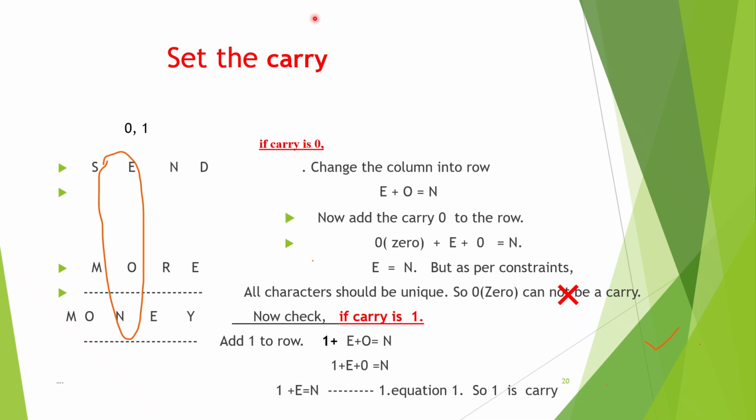Now check with carry 1. Now add 1 to the row. 1 plus E plus O equal to N. What's the value of O? 0. Right, so 1 plus E equal to N. So equation 1, remember this equation. So carry 1, O becomes 0. So 0 can be removed. So the equation is 1 plus E equal to N, or N equal to 1 plus E. Whatever may be, all are the same, right?